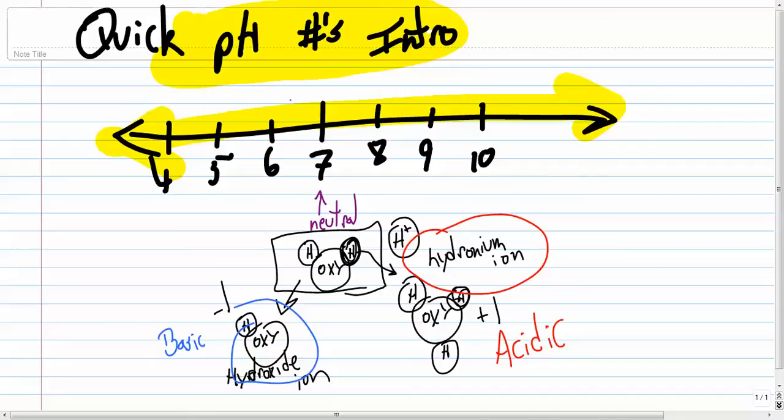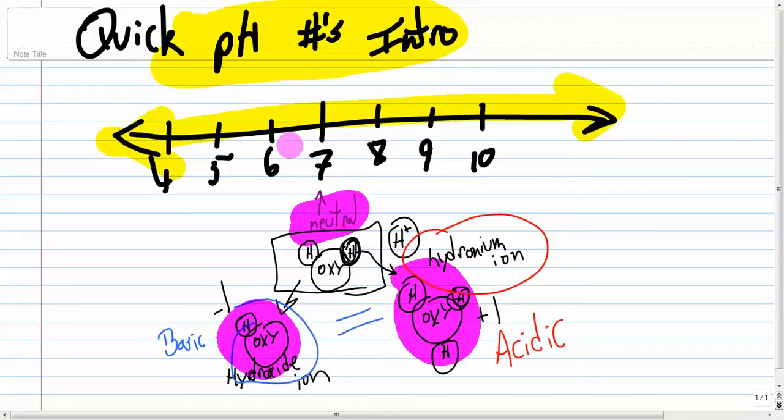So getting back to the reason why I made this video, let's say that the numbers of these two things are equal. If they equal each other, then the solution is neutral. You've got just as many of these as you do of these. Okay? But what happens if we slide from 7 down to 6? If we go from a pH of 7 to a pH of 6, that means our solution is more acidic. Lower numbers are more acidic, and higher numbers are more basic. So how much more acidic is a 6 than a 7?